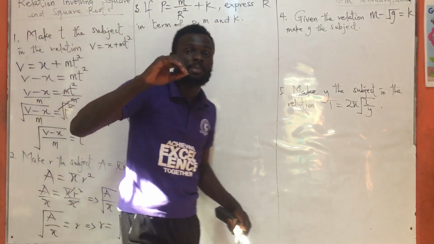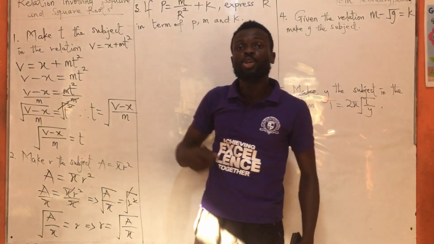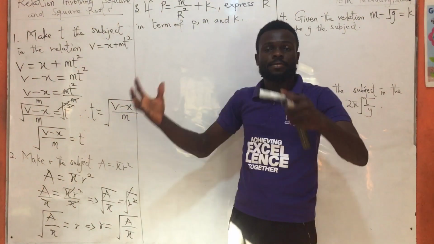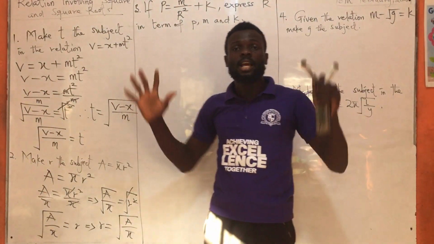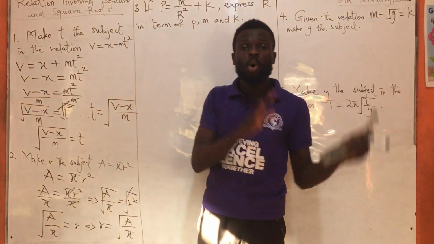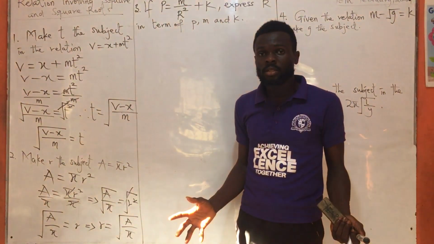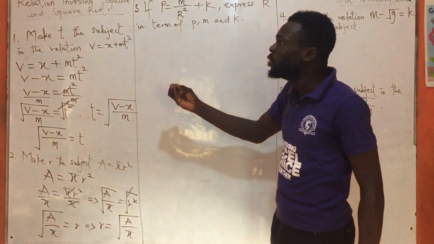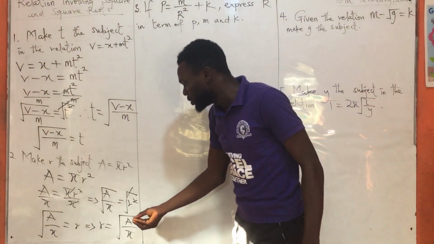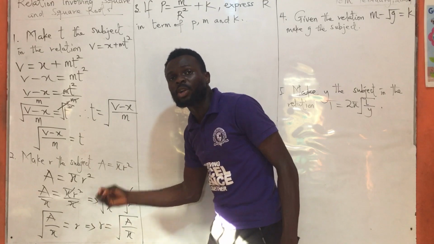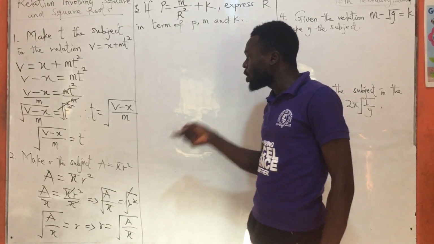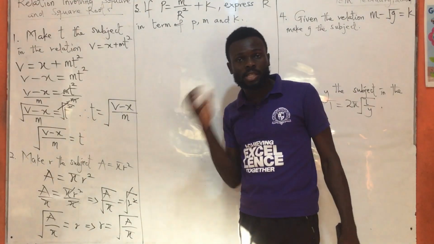Remember we said the subject is the variable you are solving for. It is a variable that stands alone, or stands on its own, at either side of the equation. So if the square root is introduced, the square root will get rid of the square so that calculation can be simple.